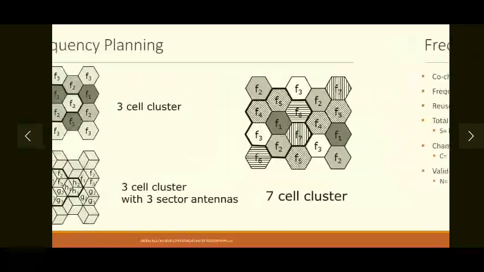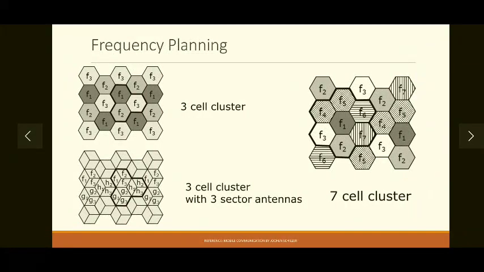Let's see what are the strategies adopted to allocate frequencies to each cell. So as you can see in this diagram, different cluster sizes involve different numbers of unique cells. In the first diagram, a 3 cell cluster, each cluster includes 3 cells with a unique set of frequencies. Then a 7 cell cluster, each cluster using 7 cells with a unique set of frequencies.